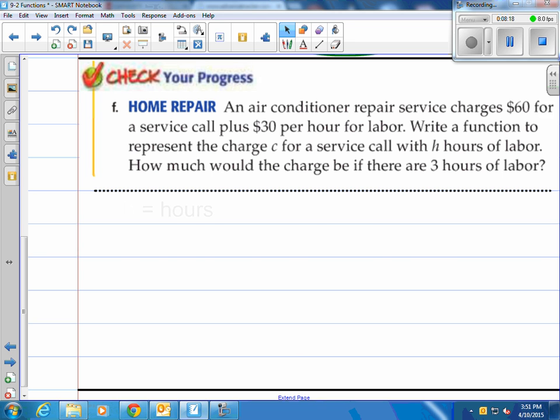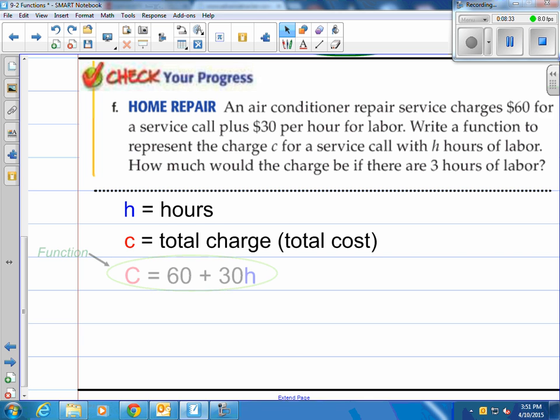All right, well, step 1, let's make sure we have all of our variables and understand what they are. So H is going to stand for hours. C is going to be the total charge that they would charge us, or the cost of this visit. So when we look at the information given, the cost has got to be equal to $60 plus $30 times however many hours that you have. So 30 times H plus 60 would also be a way you could write that. Now, there is our function. That is it.